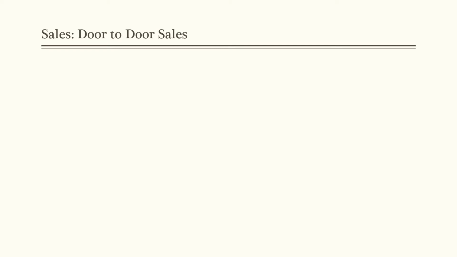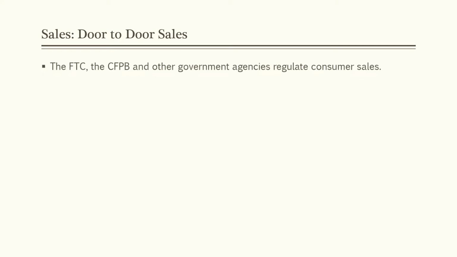Next, we will discuss sales, specifically door-to-door sales and in-home sales. The FTC and the CFPB and other government agencies regulate consumer sales. Now, most of the things I'm going to talk about in the next few slides are actually FTC rules, but the CFPB, since its creation, has also enforced these FTC rules. So when I talk about these rules, there's actually a dual enforcement by the FTC and the CFPB.